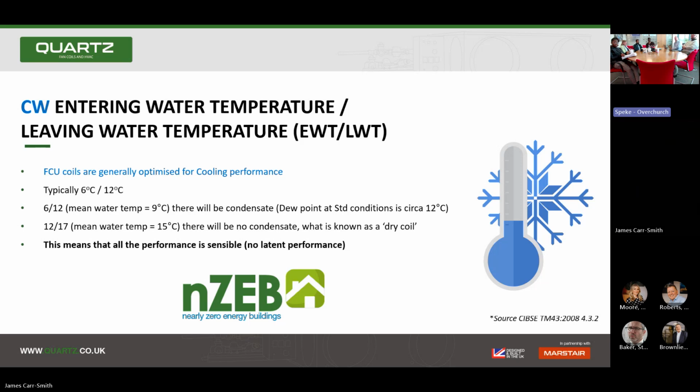And in those types of calculations that we would do, you would see your total duty and your sensible duty identical, because there is no phase change, there's no condensate produced. Obviously, when it comes to heating, there is never any condensate, the phase change, because it's heating, so total equals sensible on heating always.